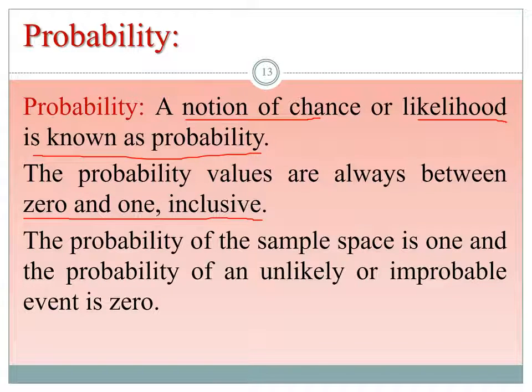For example, what's the probability of getting 7 in tossing a die? In tossing a die, the only possible outcomes are 1, 2, 3 up to 6. 7 is not possible, so the probability should be 0. Or another example: the probability of getting an integer in throwing a die. That probability should be equal to 1, because your outcomes may be 1 or 2 or 3 or 4 or 5 or 6, and those are all integers.